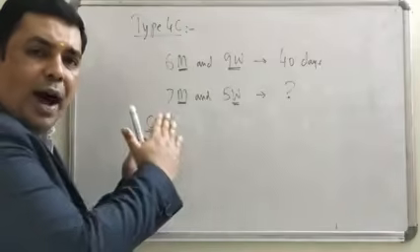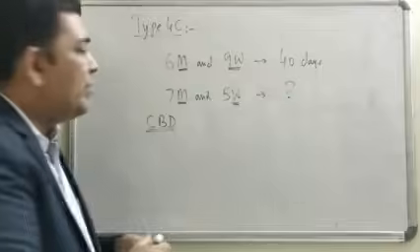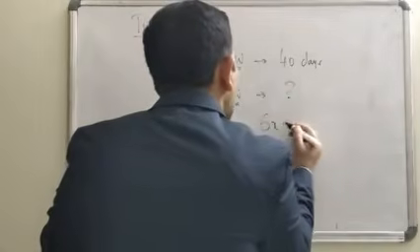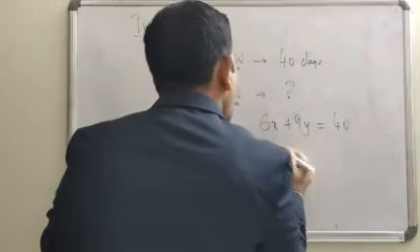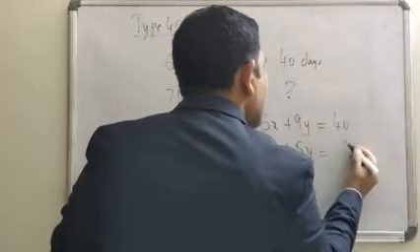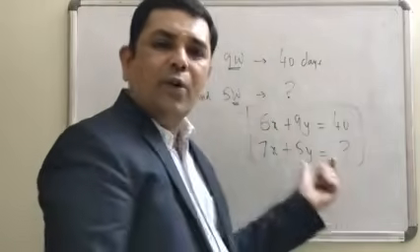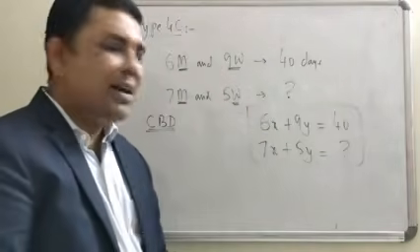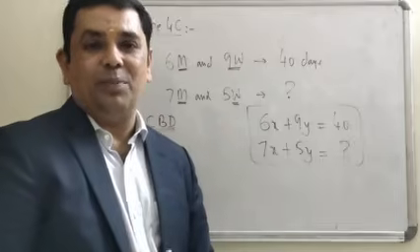Let me give you a parallel point of view of this. If I give you 6x plus 9y is 40, and if I ask you what is 7x plus 5y equal to, two linear equations, I'm sorry, but none of us will be able to answer this question because it is not possible.